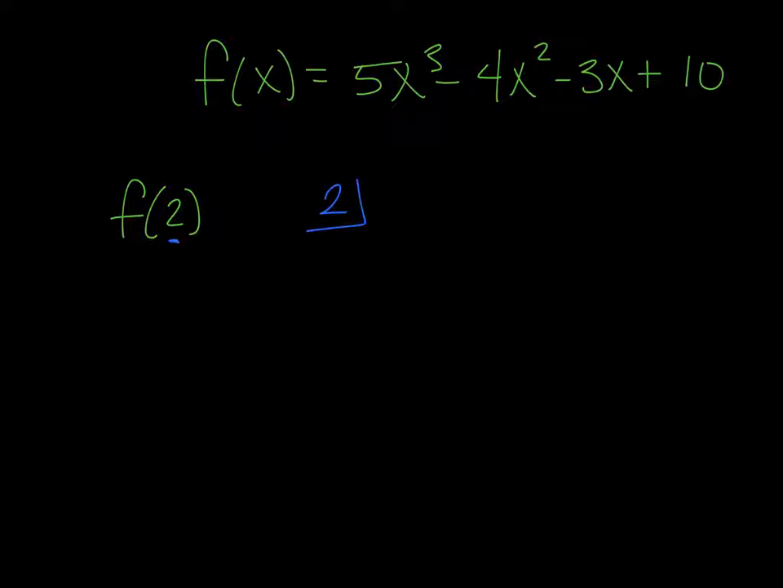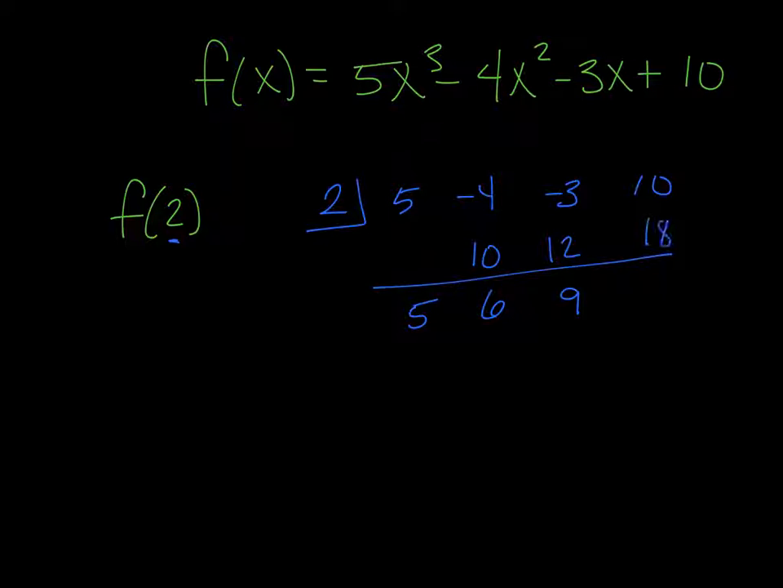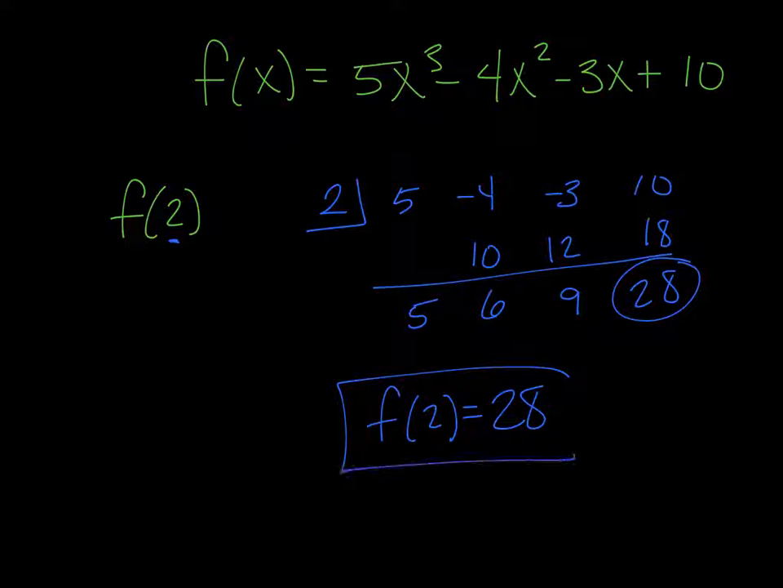I keep it the same. I write down my coefficients. I do synthetic division. Okay, and then I write down what f of 2 is. F of 2 is the remainder, 28. That's the remainder theorem. If I was to actually plug 2 in here and do all that math, I would get 28.